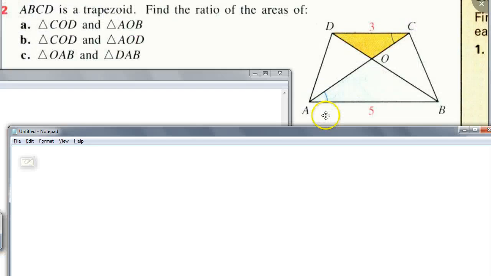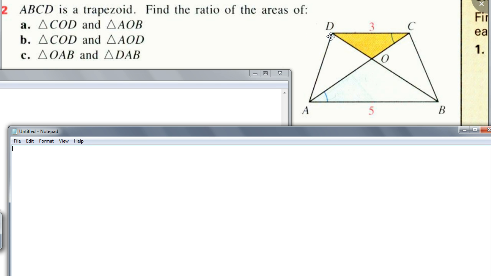All right. Here's example 2. It says if you have a trapezoid ABCD, find the ratios of the areas of triangle COD, the yellow one, and AOB, the one on the bottom right here. They want you to find the ratio of their areas. Also, COD again and AOD right here. Lastly, triangle OAB, this one right here, to DAB, this whole thing. Okay? So go ahead, everybody try this.